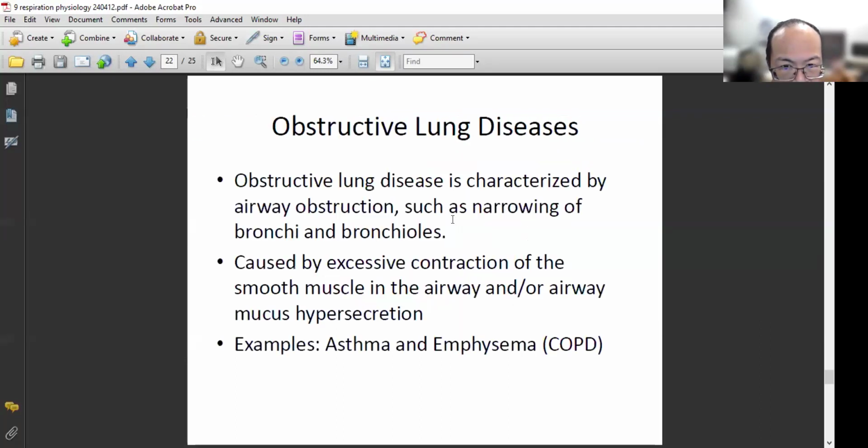I think I have some examples. Obstructive lung disease is characterized by airway obstruction. It can be caused by narrowing of the bronchi or bronchioles, a larger one or smaller one. It can be caused by smooth muscle constriction or mucus accumulation. So it's either chronic obstructive pulmonary disease or asthma. Those will cause obstructive lung disease.